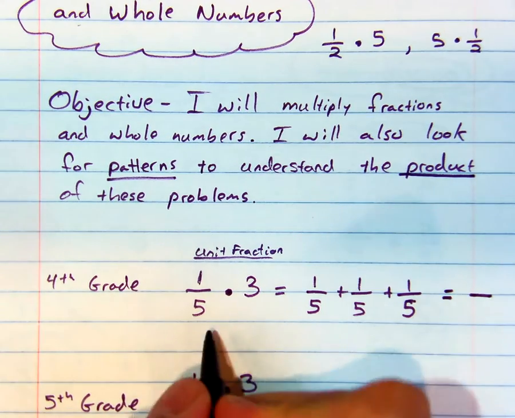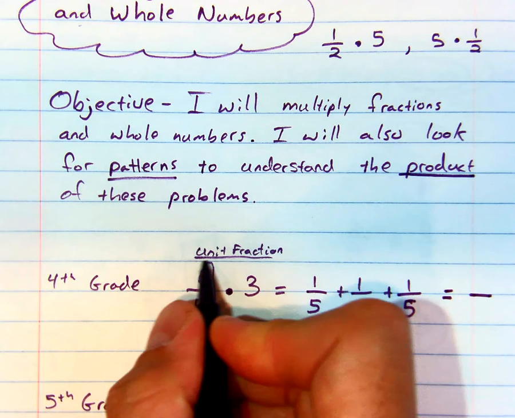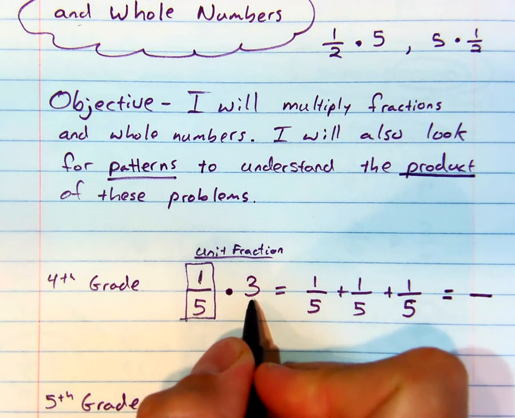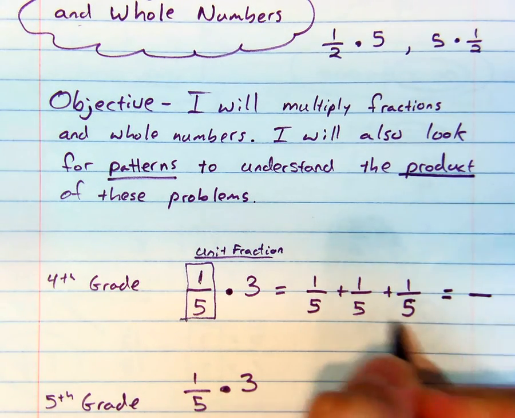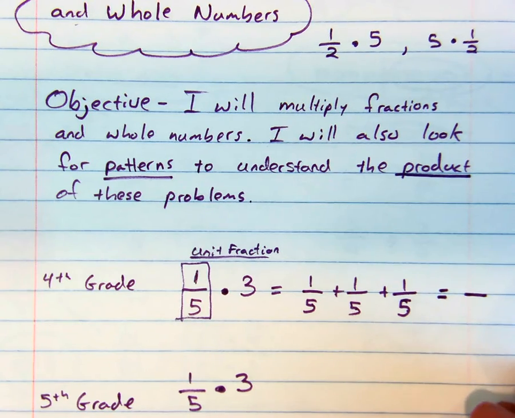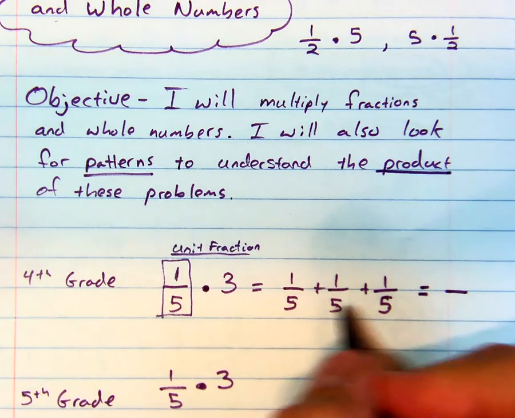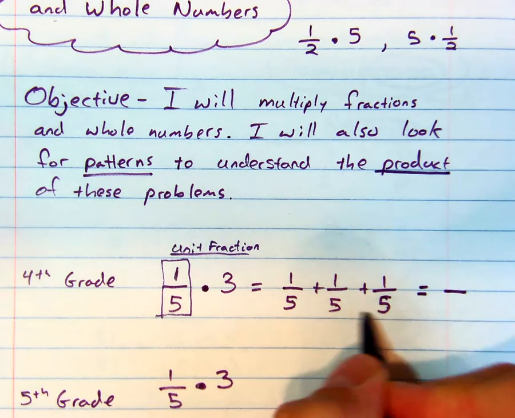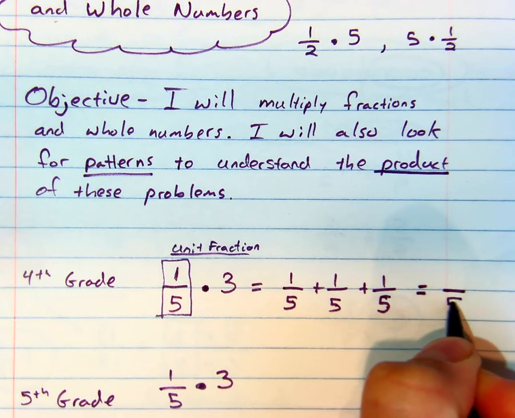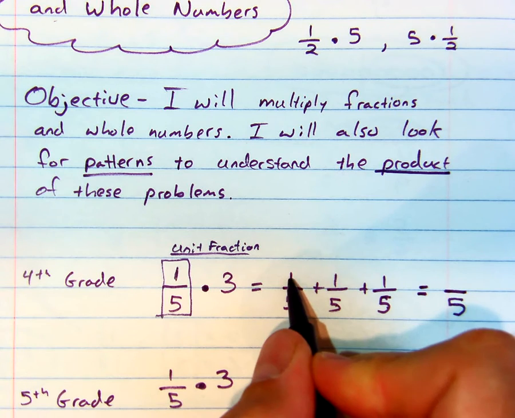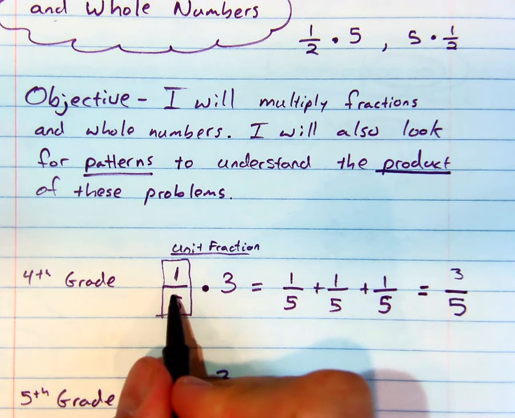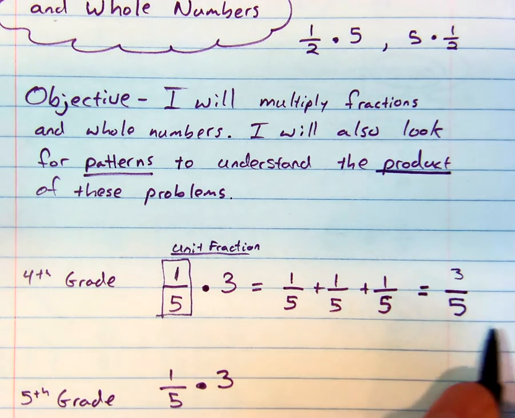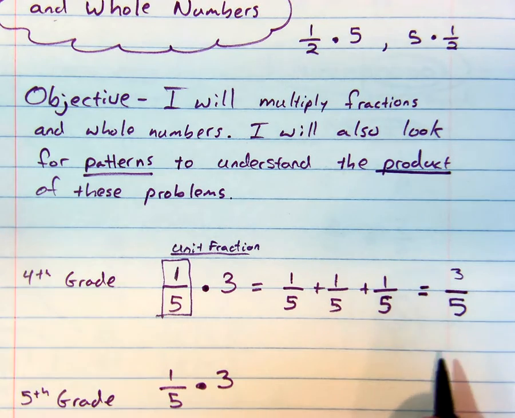The fraction I'm working with is 1/5. I want it to occur 3 times, so it could be 1/5 plus 1/5 plus 1/5. And as we discovered last week, if we're adding up fractions of like denominators, the denominator stays, and we just add up our numerators, 1, 2, 3. So our answer of 1/5 times 3 is 3/5.